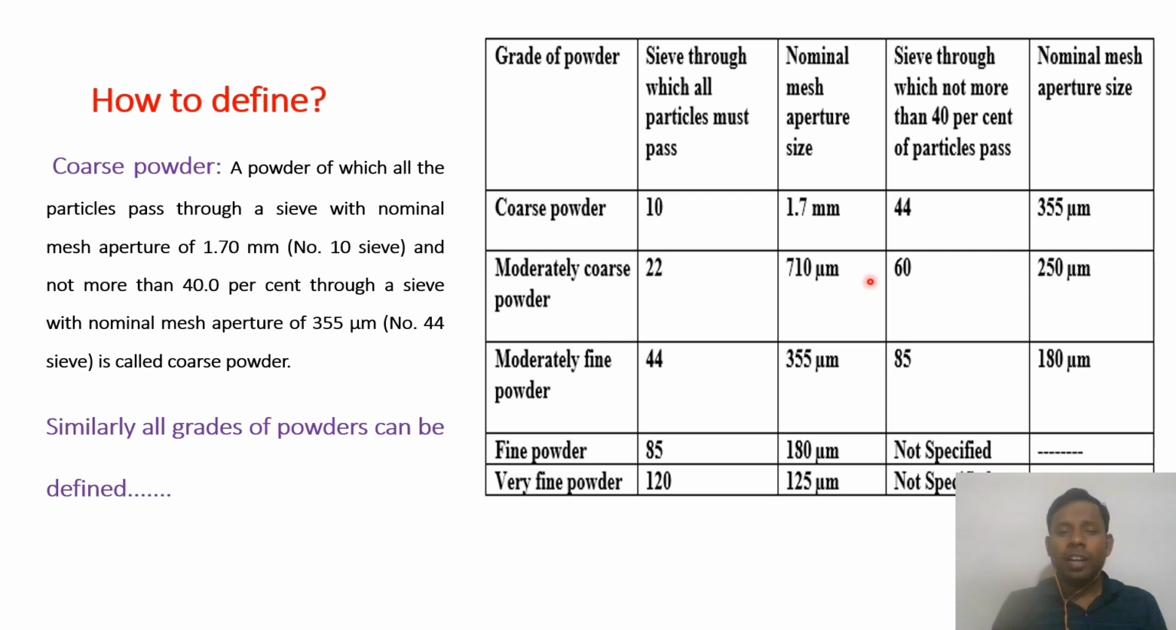So these are the various official standards for powder. Then how can one define very fine powder? A powder of which all the particles pass through a sieve of nominal mesh aperture size 125 micrometer, means sieve number 120, is called very fine powder. For fine powder and very fine powder, the second data is not specified, so only the first two columns are there.